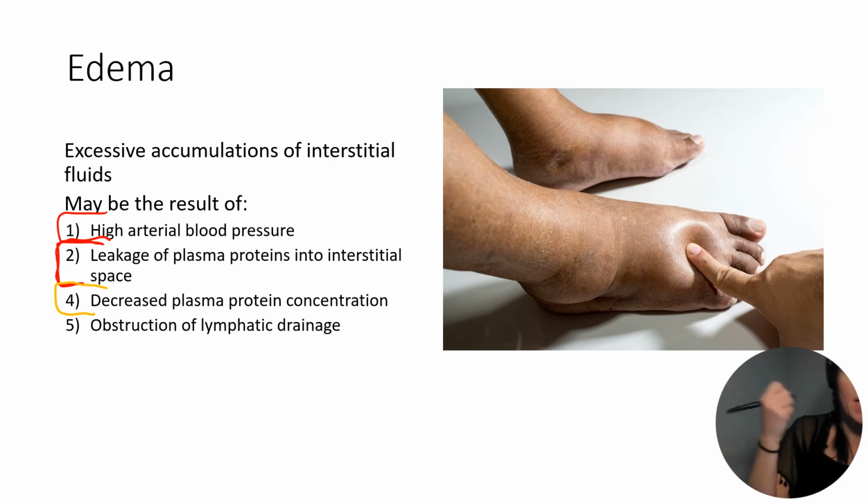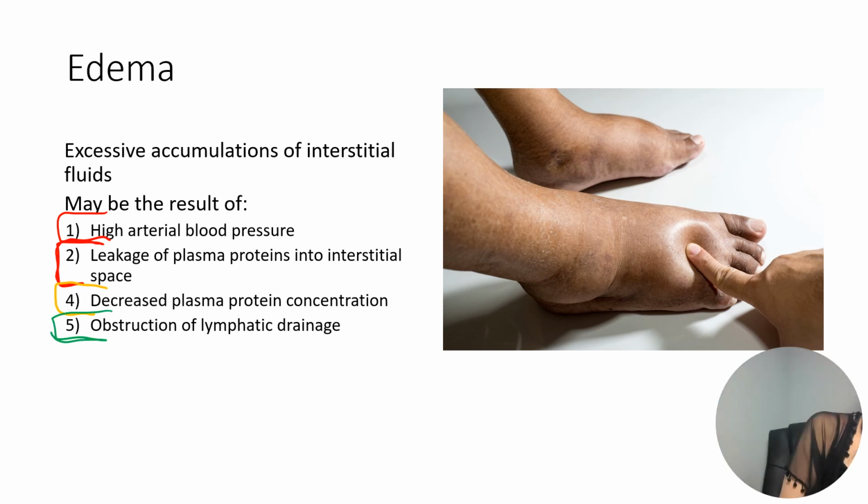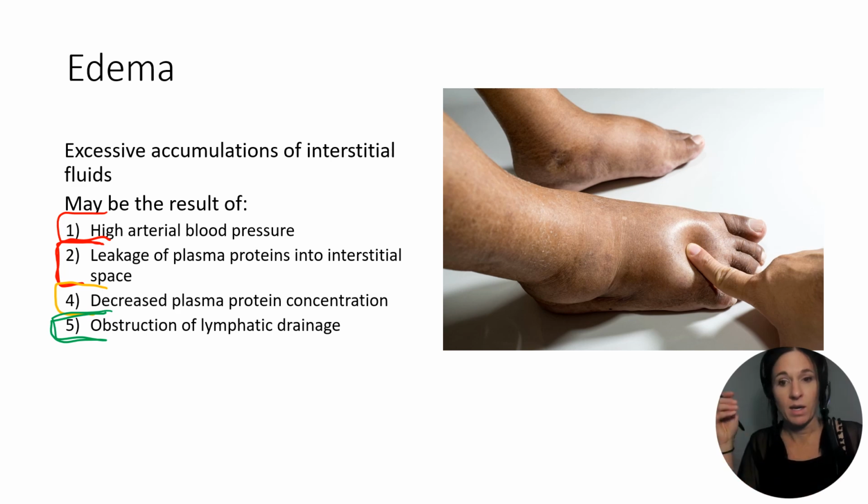Okay, decreased plasma protein concentration, so again affecting blood colloid osmotic pressure. That pull back into the venous end of the capillary is not going to be as strong. And then obstruction of the lymphatic vessels. If the lymphatic system isn't picking up that fluid, which would become lymph and then be returned into the circulatory system, then it can accumulate out in the interstitial space.